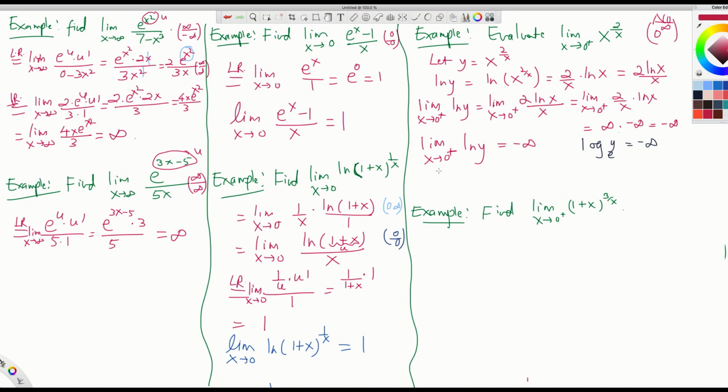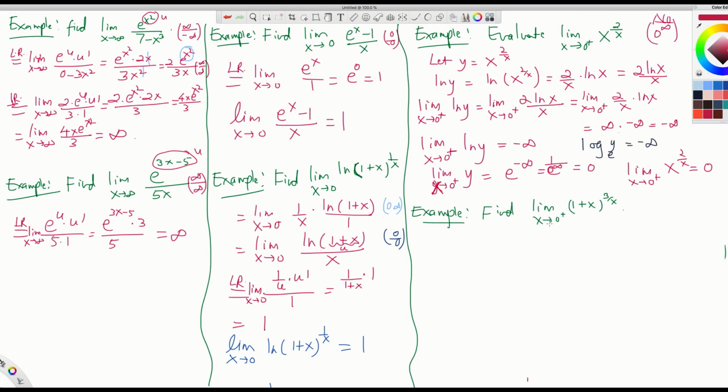So you get the limit as x tends to 0 plus of y. What is y? y is x to the 2 over x, right? It is basically e to the negative infinity. So what is the value of e to the negative infinity? It is 0, because it is basically 1 over e to the infinity. e to the infinity is a very big number, and 1 over a very big number is almost 0. So the limit as x tends to 0 plus of x to the 2 over x is basically 0.